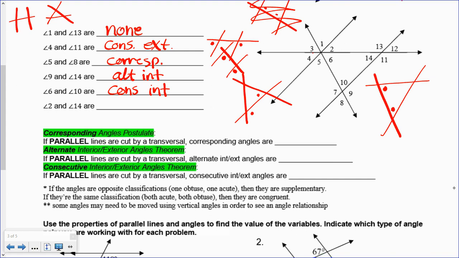It might be helpful if you guys draw the 2 sides with one color and the transversal with another. Some of my students liked doing that last year, so they could identify which one is the transversal. It makes it a little bit more helpful. What about 2 and 14? Alternate interior. Good.